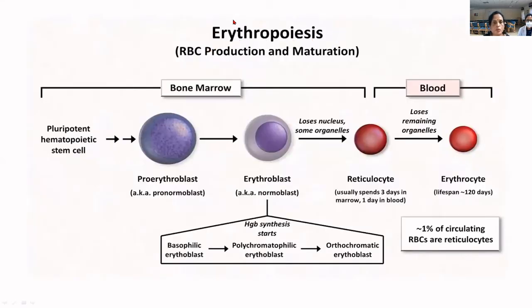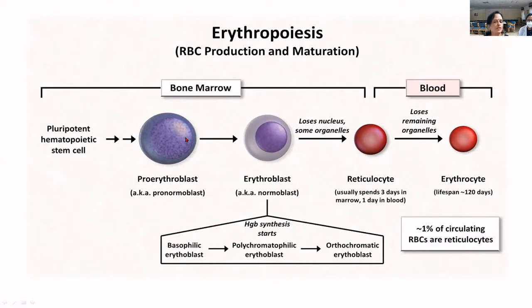So let us look at erythropoiesis. Again, this is what you had learned in physiology, the RBC production and maturation. So where do RBCs develop from? So here we are looking at the parents, grandparents, and great-grandparents. So where are they all? They're all in the bone marrow. So first it is a pluripotent hematopoietic stem cell, the proerythroblast.